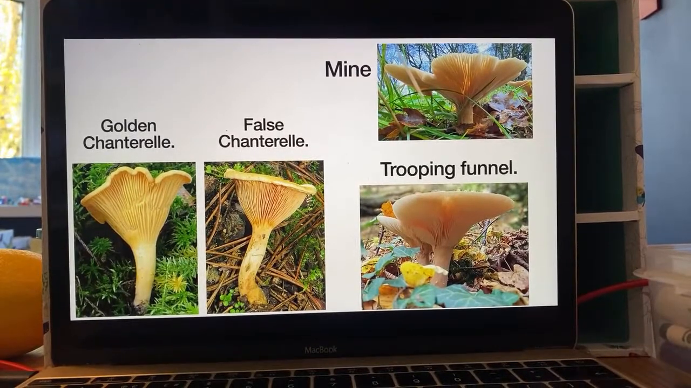Here's a picture of mine. Here's a picture of a trooping funnel. Here's a picture of a golden Chanterelle. And here's a picture of a false Chanterelle. What do you reckon? So immediately I was like, oh, yeah, it's pale. It's got an unrolled margin.